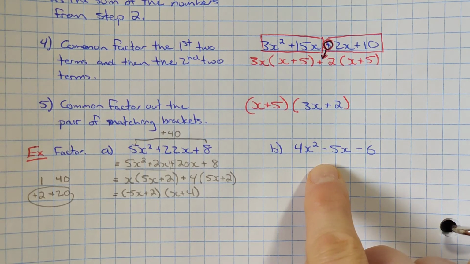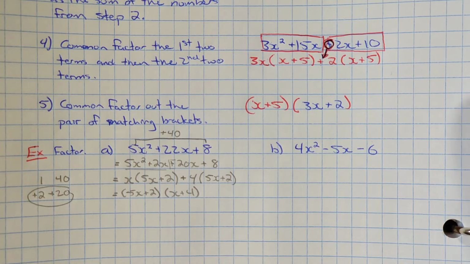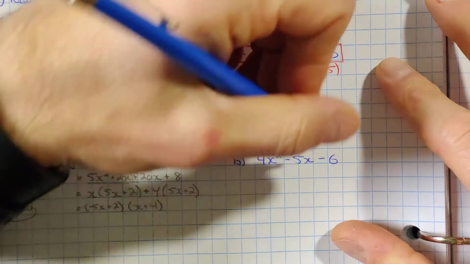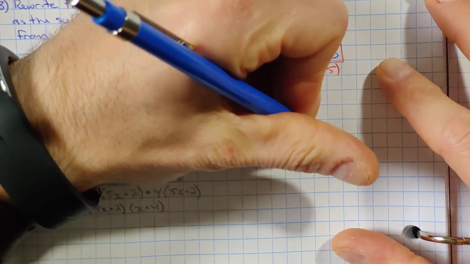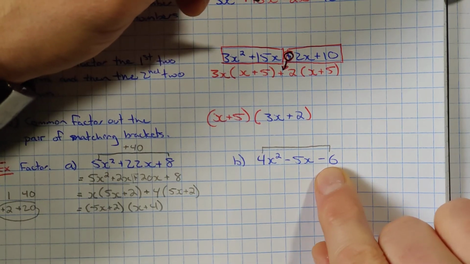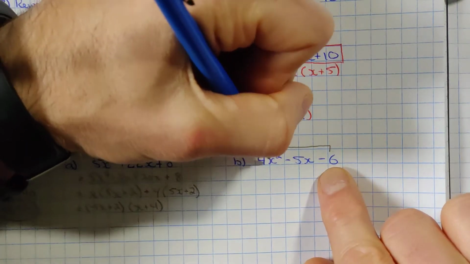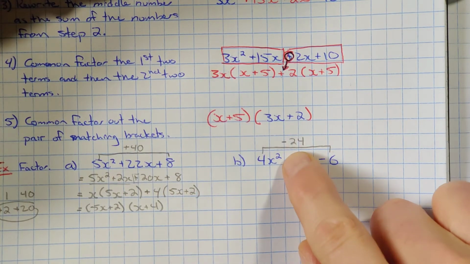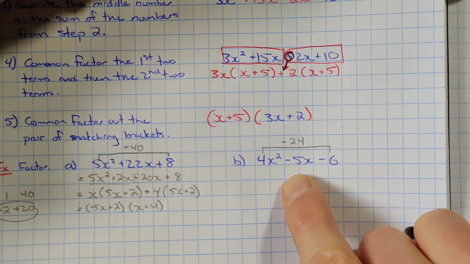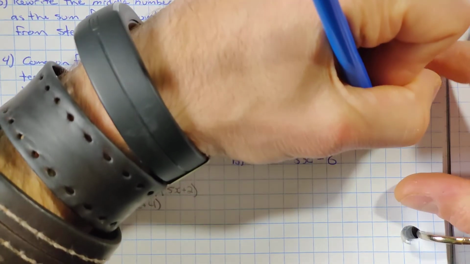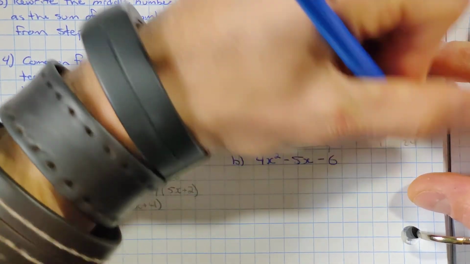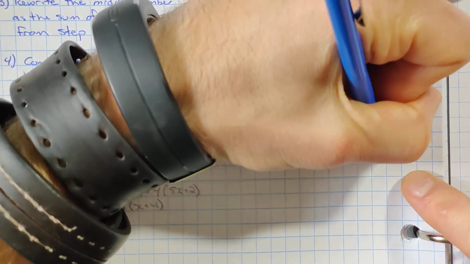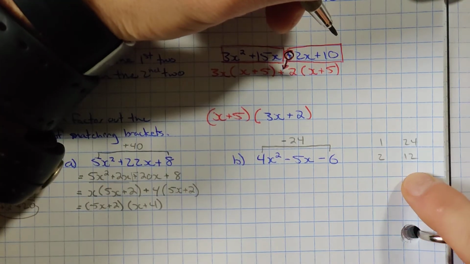In part B, we got some negative signs. So now we're going to end up with some negative numbers to work with, but the process is exactly the same. Step 1, multiply the first and last term. 4 times negative 6. Don't forget about the negative sign there. 4 times negative 6 is going to be negative 24. I need to find two numbers that multiply to negative 24 and add to negative 5. So I'm just going to start writing numbers that multiply to 24. 1 and 24. No way those are going to add or subtract to get to 5. So I move on. 2 and 12. No, they're not going to get 5.